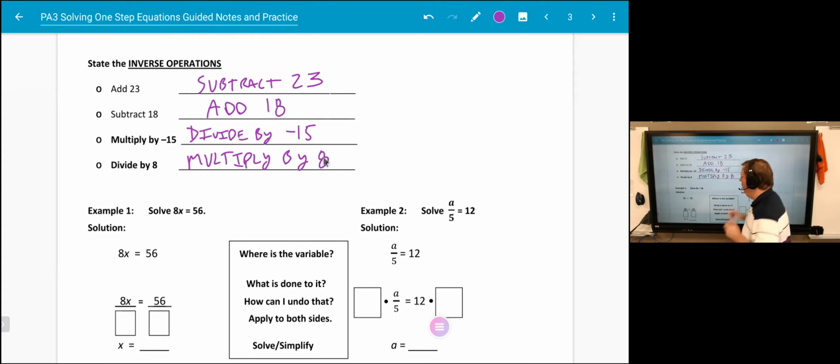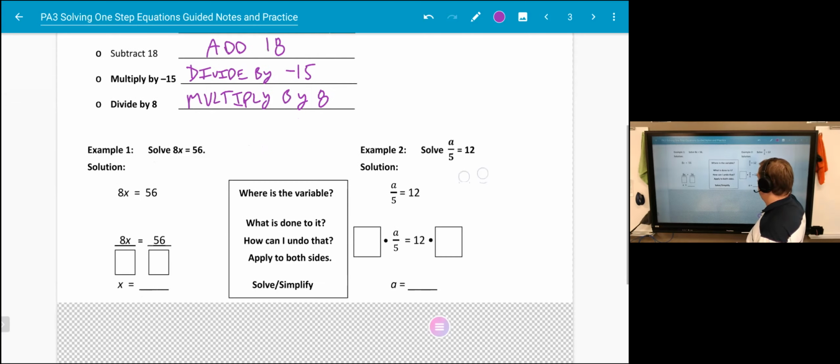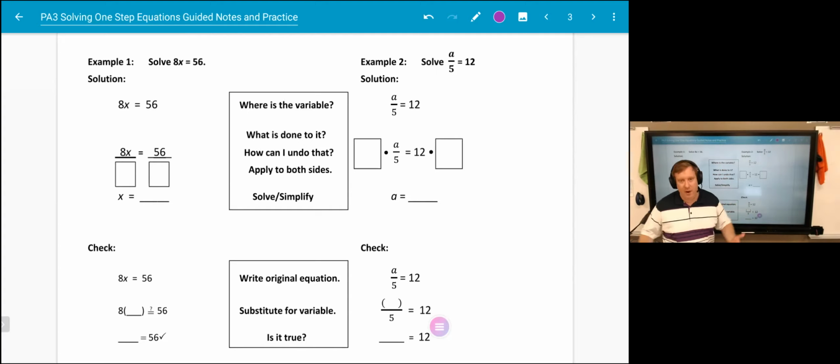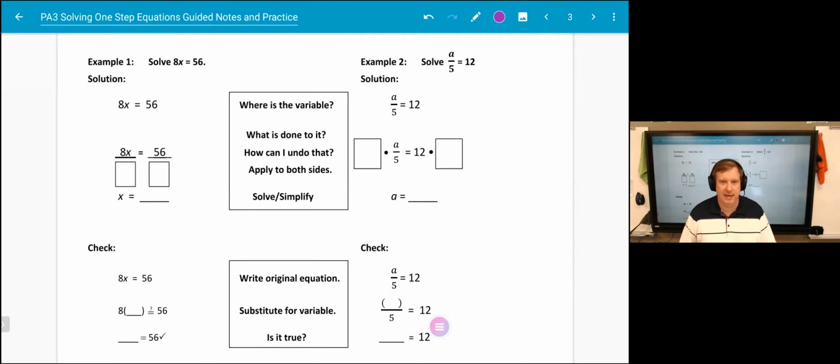Okay, what does that look like? So basically we got some steps we can follow, right? Where is the variable? What's done to it? How do I undo that and do it to both sides? The reason we're doing one step is so we can make sure we're good on one step to be good on two step. I know you've seen both, but that's okay. Let's make sure we hammer that down, okay?